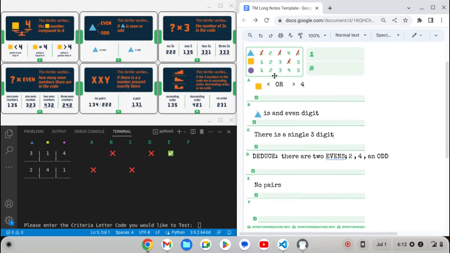So since we're not sure about any of these other ones, let's go ahead and test criteria card F and see if there is no order. Okay, so it does agree that there should be no order to the solution. So I think what we'll do is let's write out all the possible solutions and see if there's one that kind of stands out.